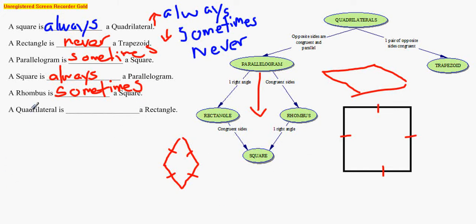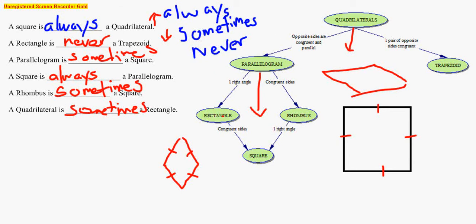Let's look at one more here. A quadrilateral is blank a rectangle. We're up here at quadrilateral, and which way do we go? We go down to a rectangle, so our answer would be sometimes again. I'm trying to write faster, so if you can't read it, it says sometimes. A quadrilateral could be a rectangle, because a rectangle has 4 sides. But a quadrilateral could also be a trapezoid, a rhombus, or a parallelogram. Okay, that's the answer.